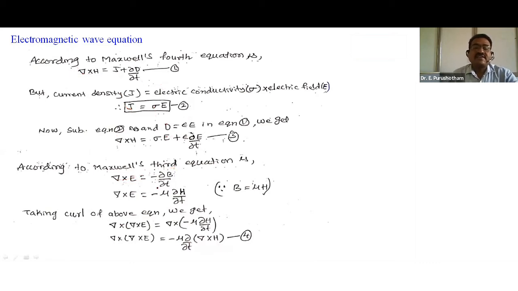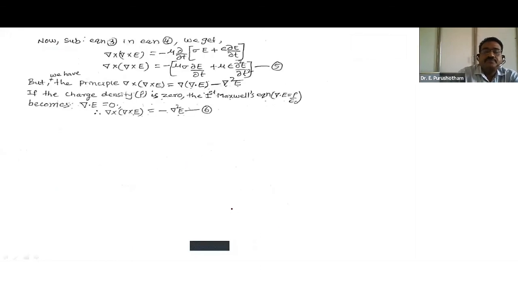But curl of E is equal to minus mu dou H by dou t, because B is equal to mu into H. Taking curl on both sides of the above equation, curl of curl of E is equal to minus mu dou by dou t of del cross H. That is equation number 4. Now substituting equation 3 in equation 4, we get equation 5. Up to here, if you have any doubt, please ask me.